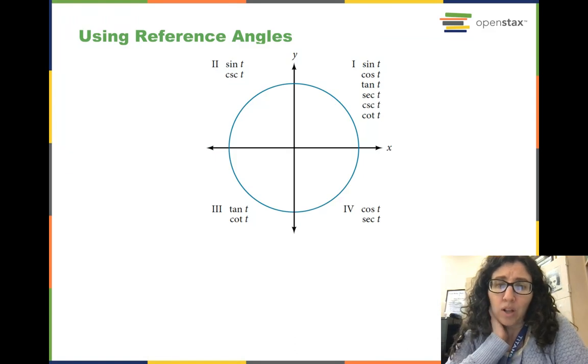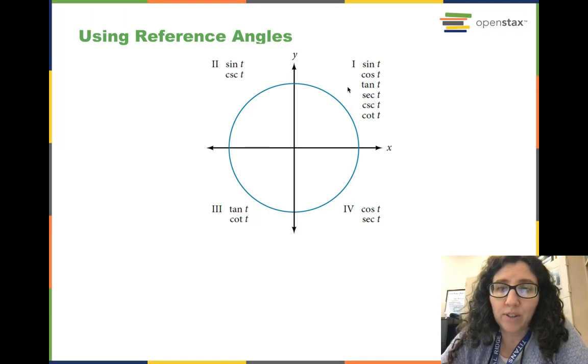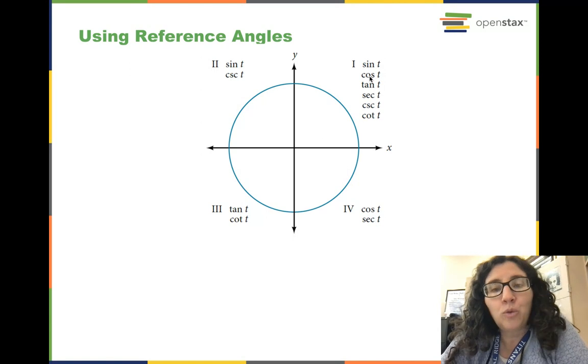Okay, so let's think about using reference angles, okay? So in this quadrant, this is listing the trig functions that are positive in this quadrant. Okay, they are all positive in quadrant 1, right? And in each of the others, 2 are positive, right? So there's a bunch of ways we can think about this.